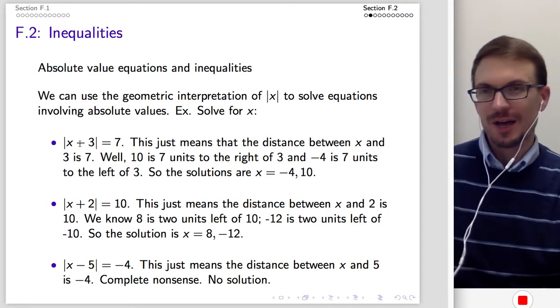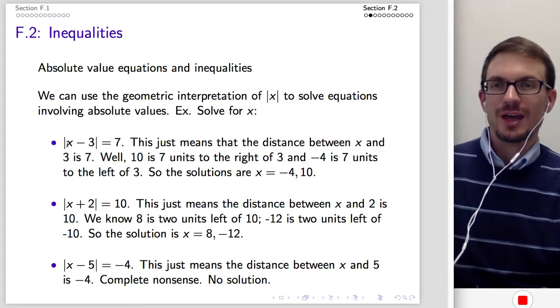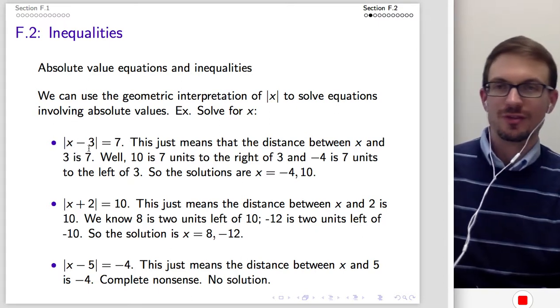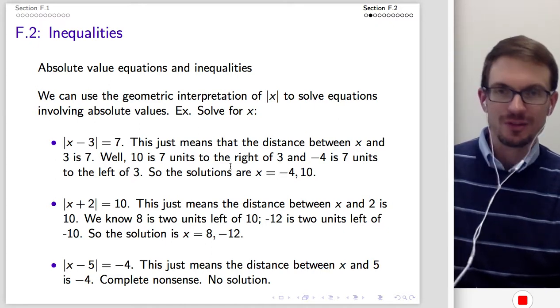How do we get to positive 7? Well, we can have 10 minus 3. How do we get to negative 7? Well, we can have minus 4 minus 3 is minus 7. And then the absolute value will be positive 7. So that's this explanation here.